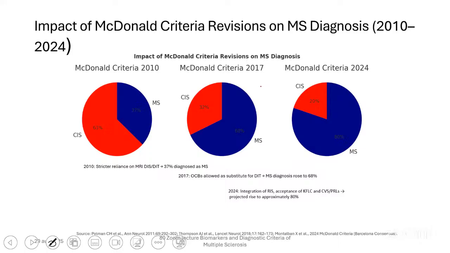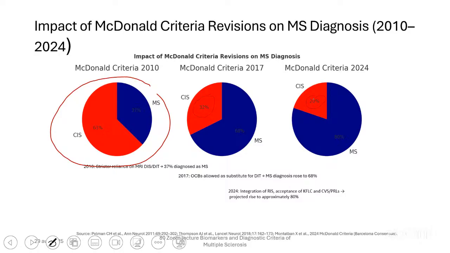So what impact did McDonald criteria revisions have on MS diagnosis? If you see in 2010, clinically isolated syndrome is 63%, MS is the remaining. And it has shrunk to 32% in 2017. Now, with the present criteria, it shrunk down to 20%.